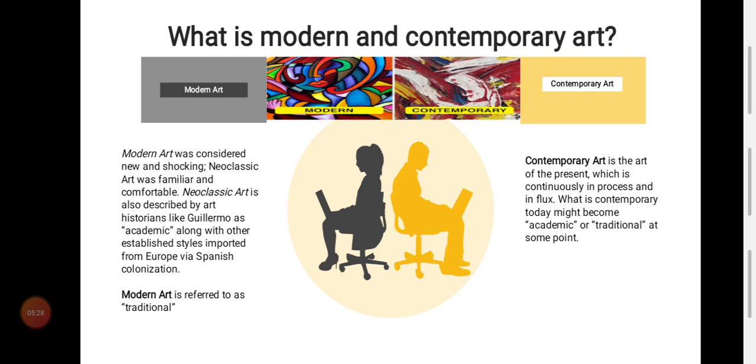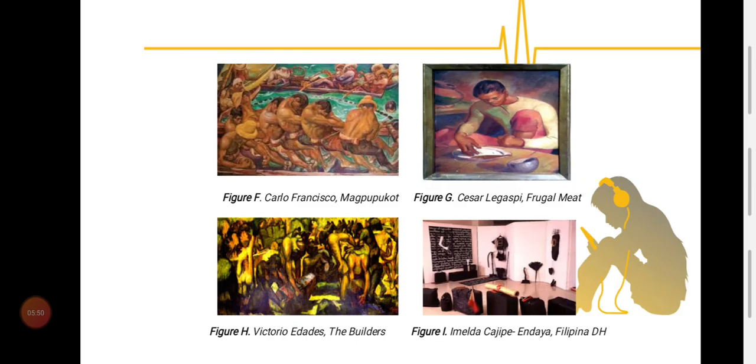Contemporary art is the art of the present, which is continuously in process and in flux. What is contemporary today might become academic or traditional at some point. So modern art is referred to as traditional, and contemporary art is referred to as the present art or today's art. So now, let's proceed to the similarities and differences between modern and contemporary art.